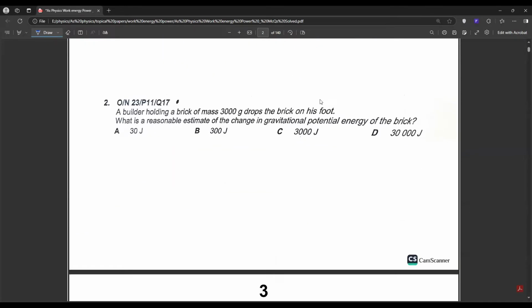A builder holding a brick of mass 3000 grams drops the brick on his foot. What is a reasonable estimate of the change in gravitational potential energy of the brick? So the brick is basically 3 kg. G is 9.81 m s^-2. And what could be the approximate height of a person? Let's say 1.5.